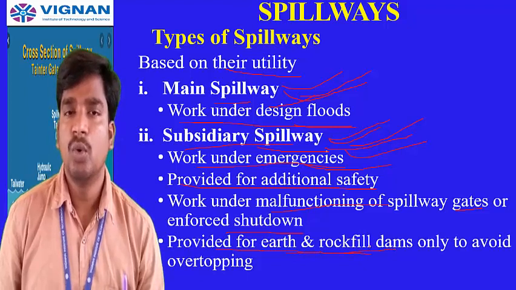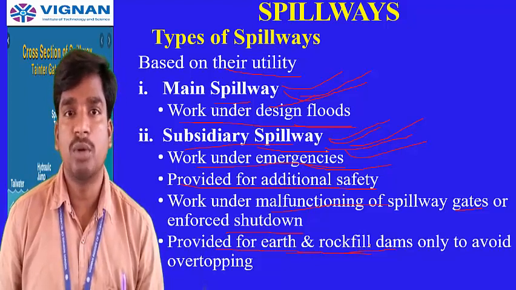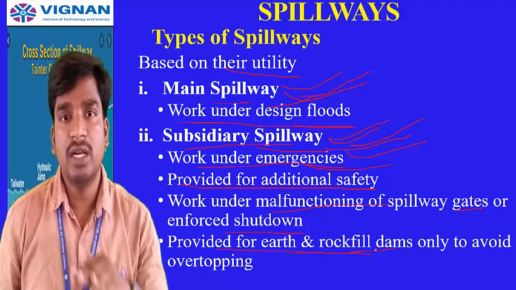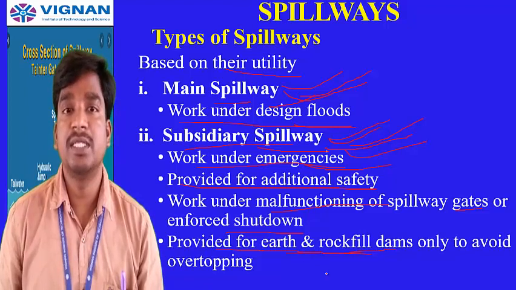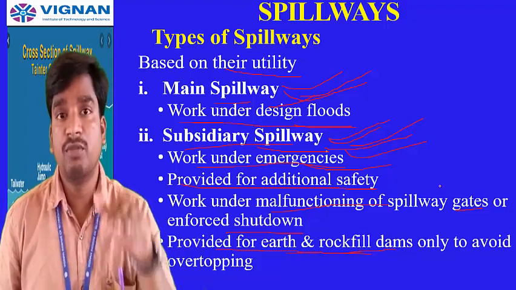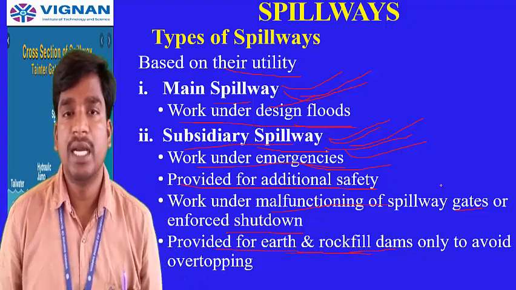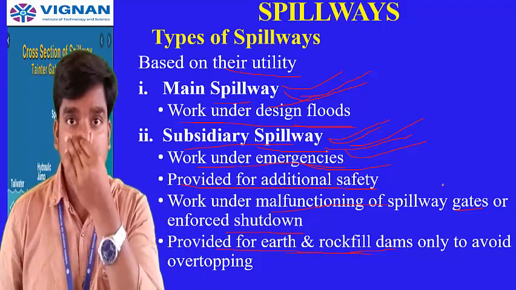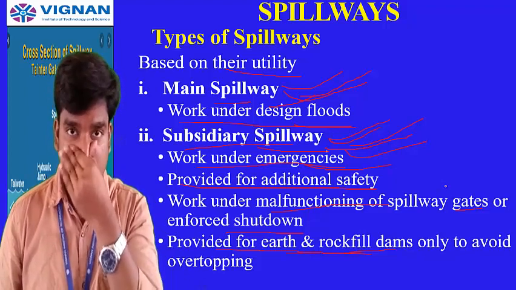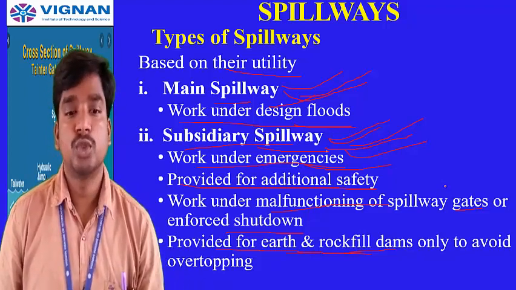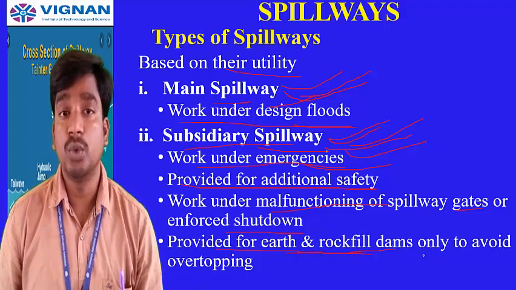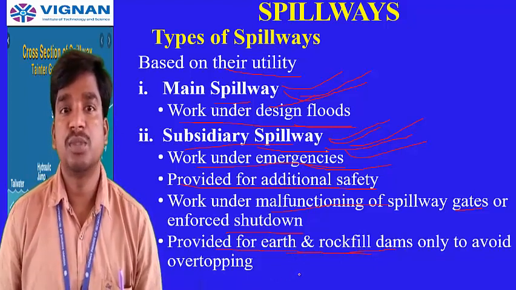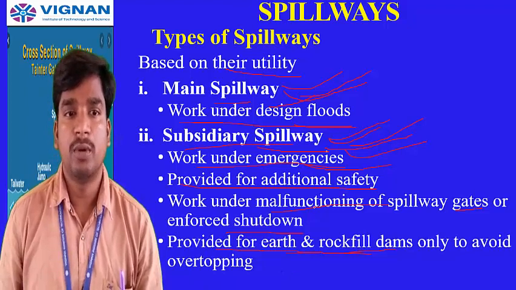Compulsorily we provide it for earth and rockfill dams only, to avoid overtopping, because overtopping is not at all good in the case of earth dams, as there is no provision for overtopping of water. So in order to maintain the water level at the desired level, we provide this subsidiary or emergency spillway, so that whenever the water level increases, the water will continuously flow out from the emergency spillway. This is helpful in avoiding the overtopping of the water. This particular subsidiary or emergency spillway is very helpful.